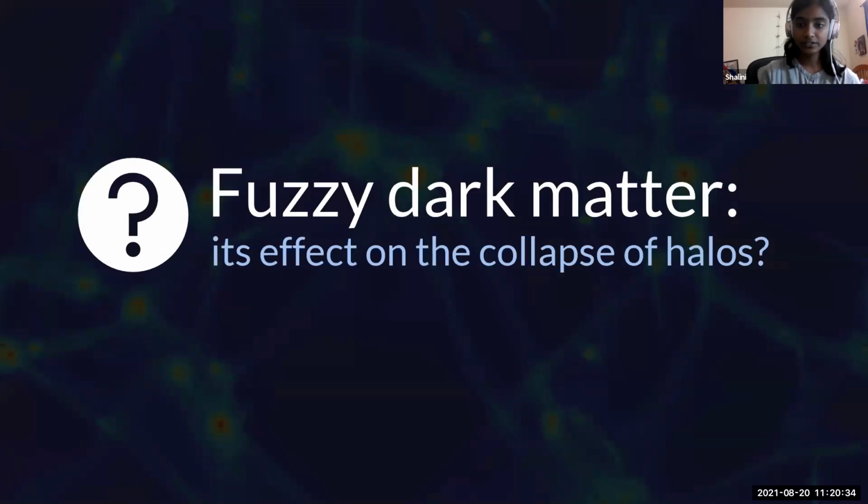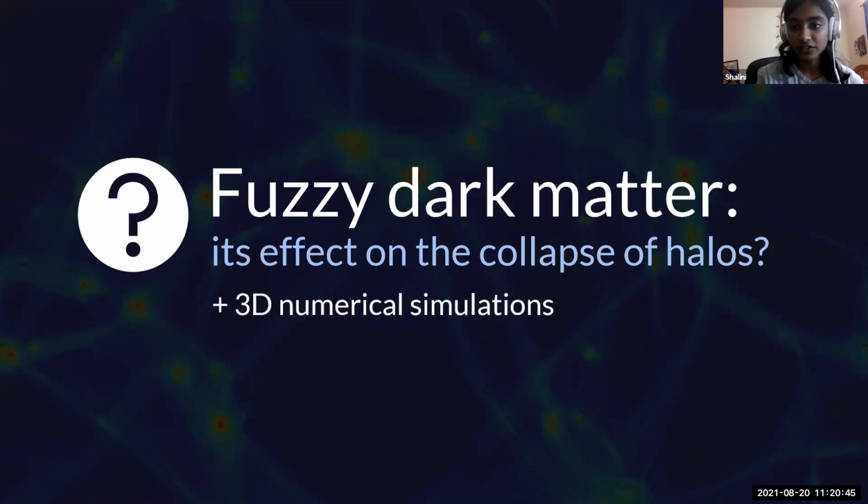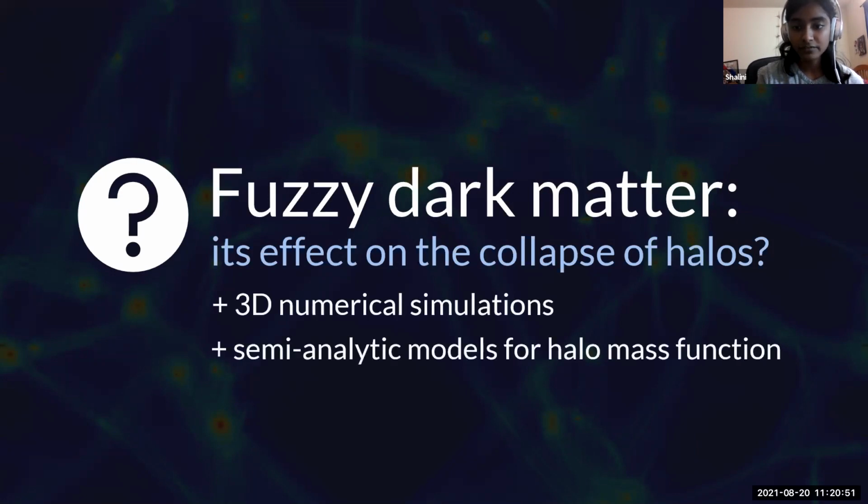And so we want to know how exactly do dark matter halos collapse in the fuzzy dark matter model. And to investigate this, we'll be using 3D numerical simulations to model the evolution of fuzzy dark matter halos over time. And then we're going to make use of a semi-analytic treatment to predict how likely it is for these overdensities to develop into halos.